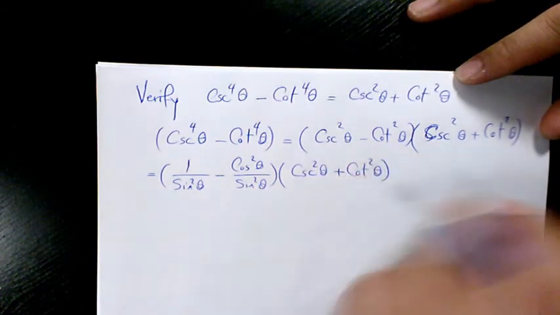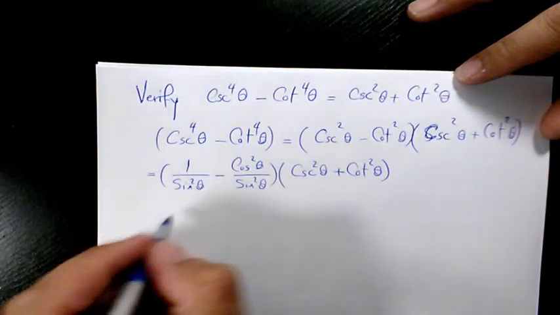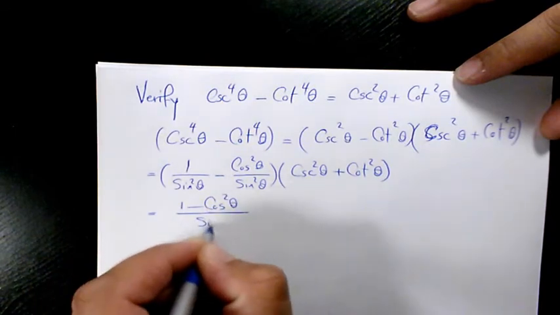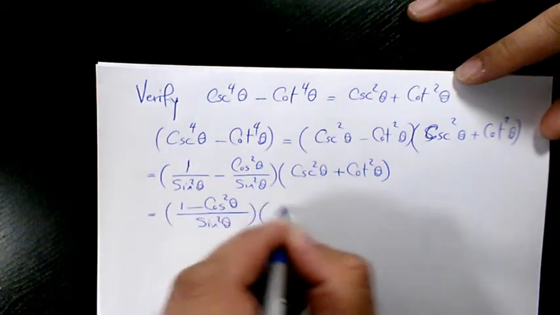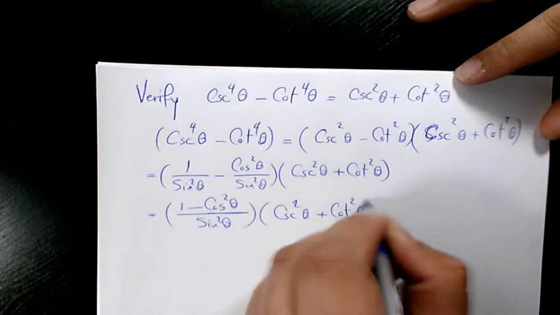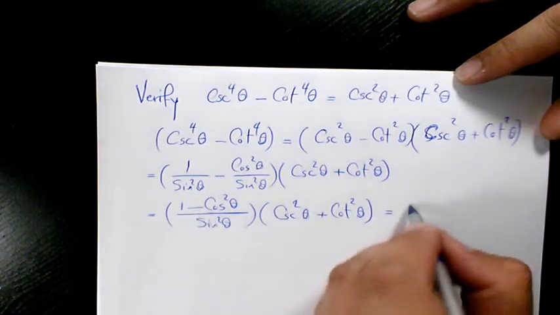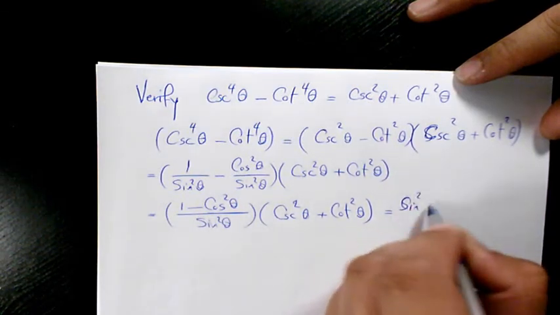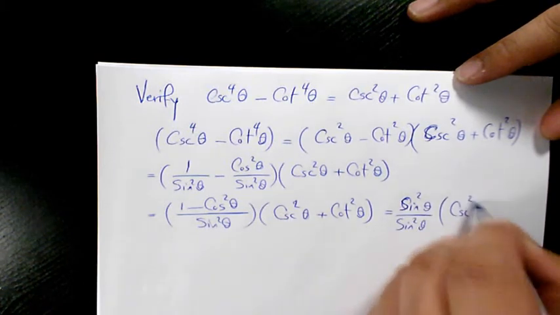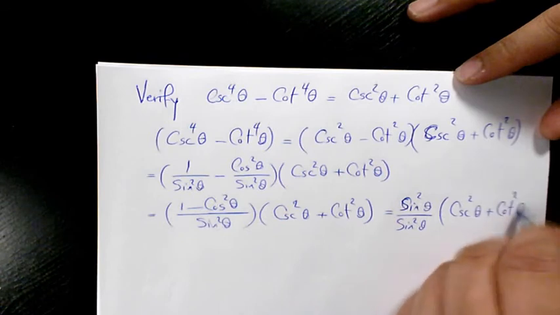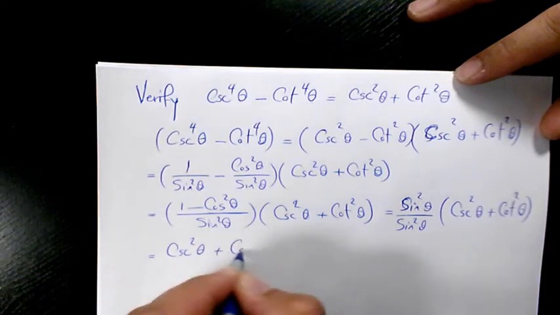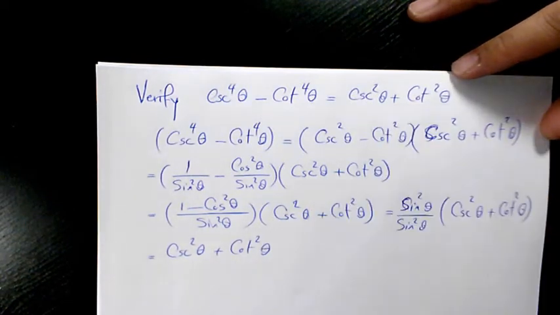We always need to keep an eye on the other side. So here, that's going to be 1 minus cosine squared theta over sine squared theta times cosecant squared theta plus cotan squared theta. 1 minus cosine squared is going to be sine squared theta over sine squared theta, times cosecant squared theta plus cotan squared theta. These two cancel out and we have cosecant squared theta plus cotan squared theta, which is what you have on the right hand side.